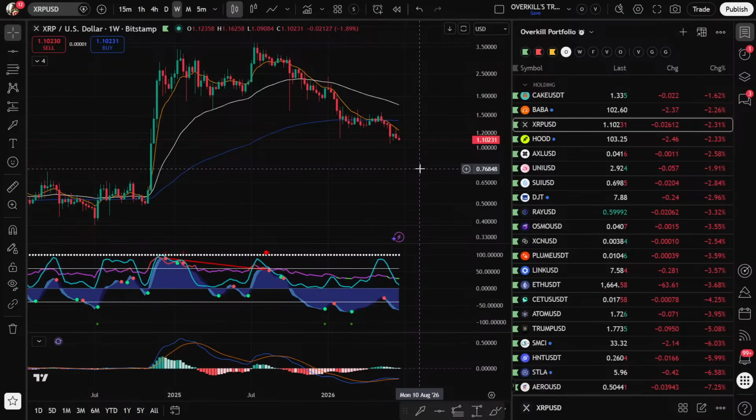And again, these are not day trades. These are swing trades, okay? We're thinking out 6 months from now. If we're buying XRP right now, we're looking out to January of next year, okay? We're looking out to 2027 right now for a sell, okay?